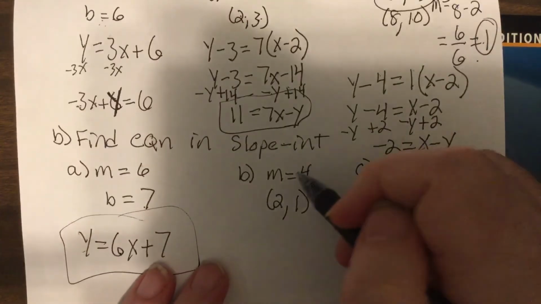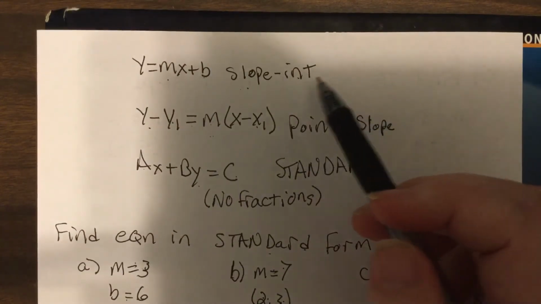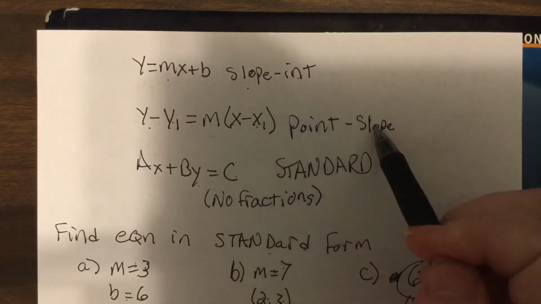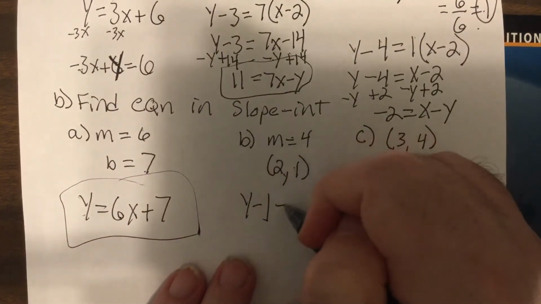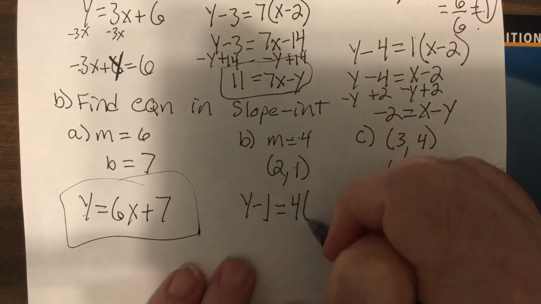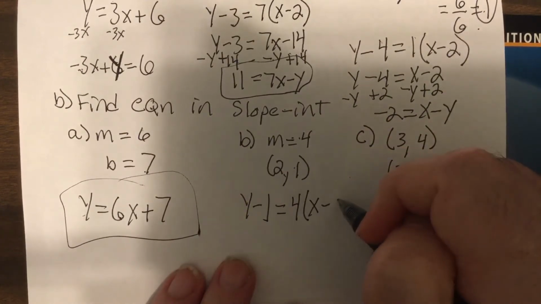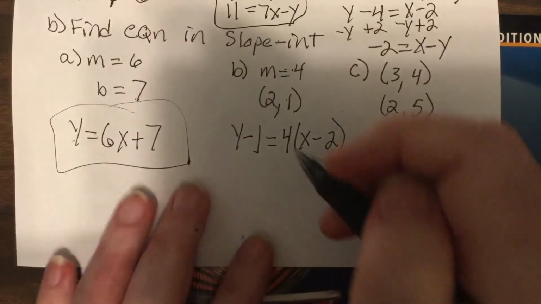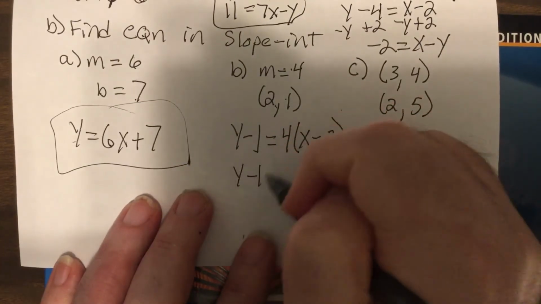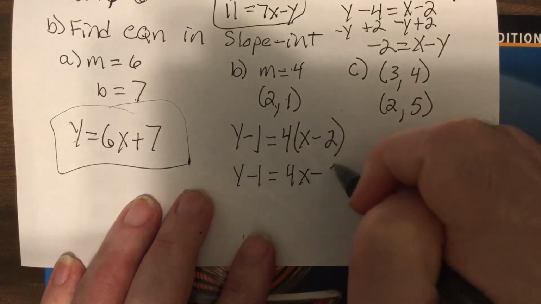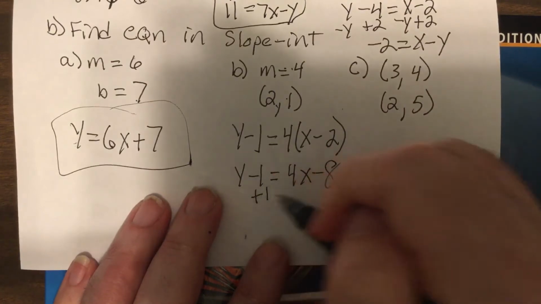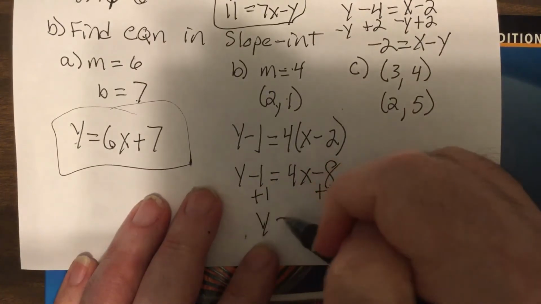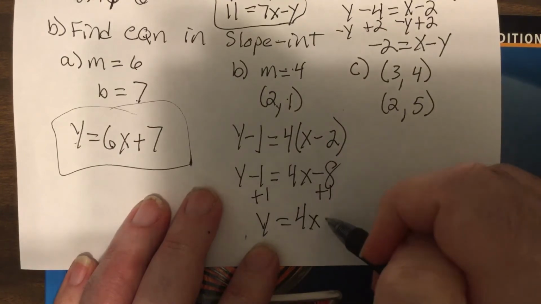Next one, I have a slope and a point. So which one of these three would I start with, slope and a point, or point and a slope? Well, point slope. So I'd go y minus 1 equals the slope x minus the x number. So I distribute the 4. Now I want to keep it in slope intercept, which is solved for y, so I'll just add 1 to both sides. So y equals 4x minus 7.